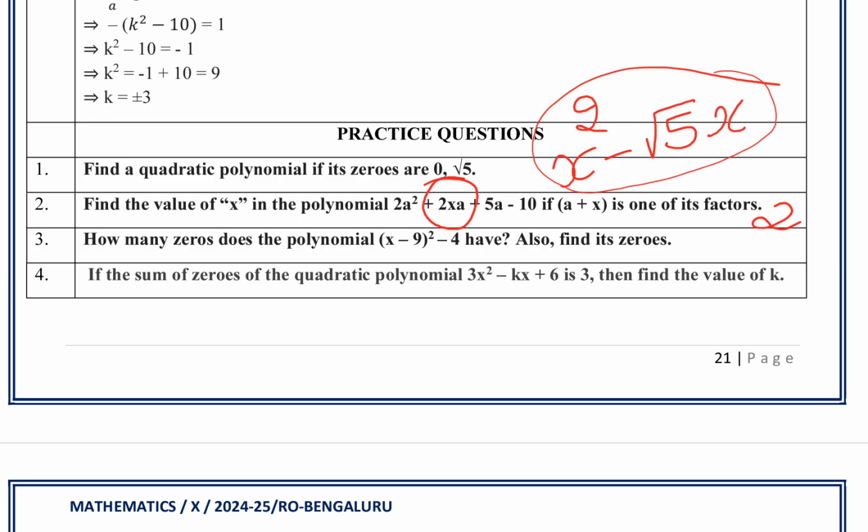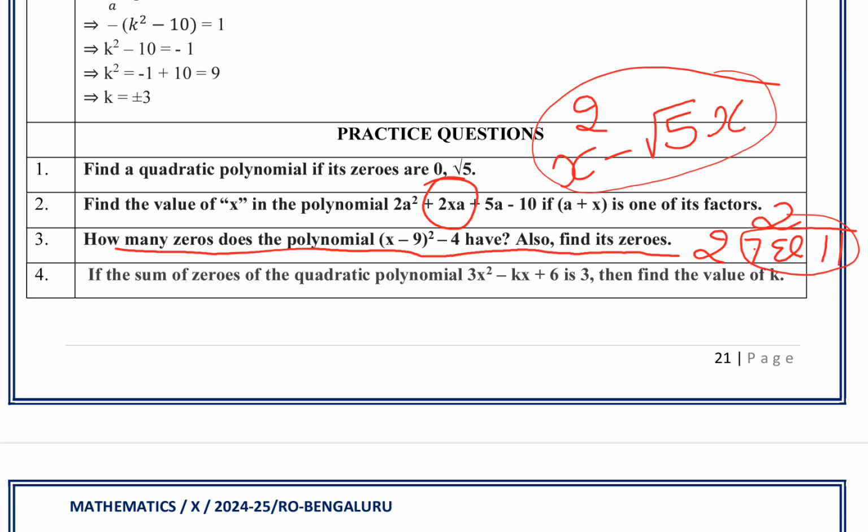Next, the third one we will see. How many zeros does the polynomial (x minus 9) whole square minus 4 have? Also find its zeros. Here 2 zeros are possible. They are 7 and 11. The zeros of that one are 7 and 11.